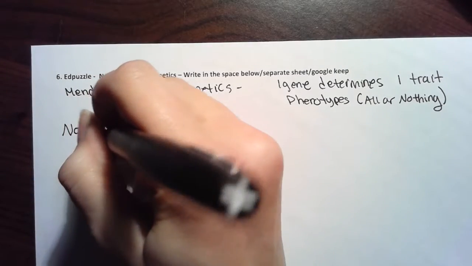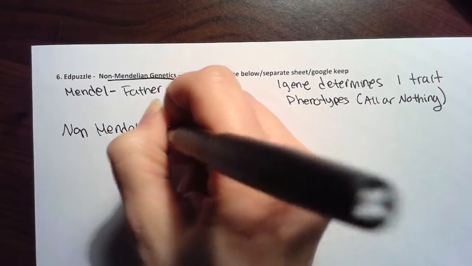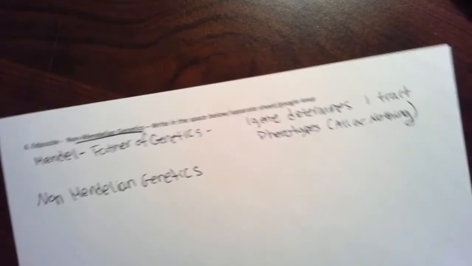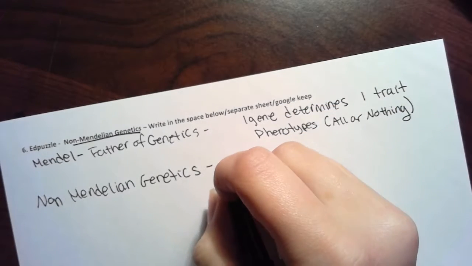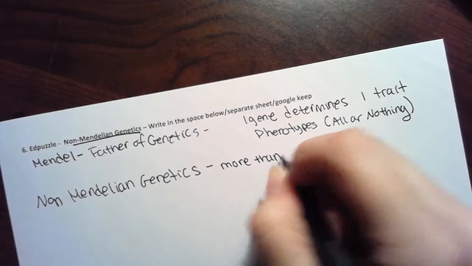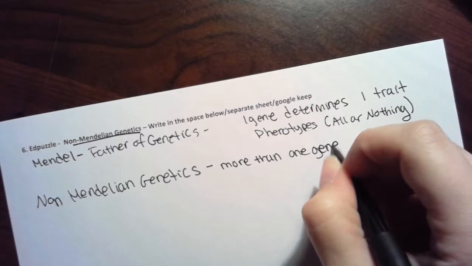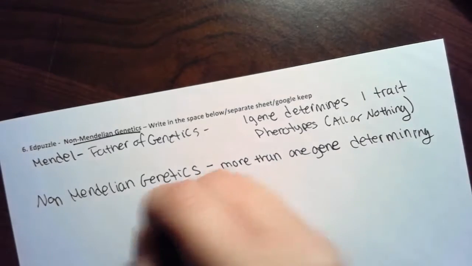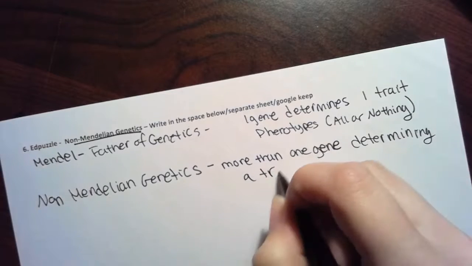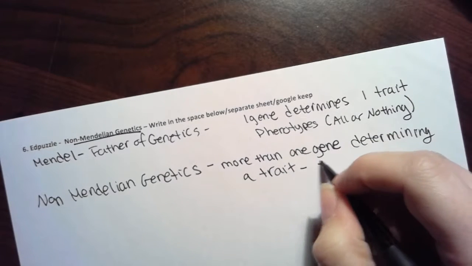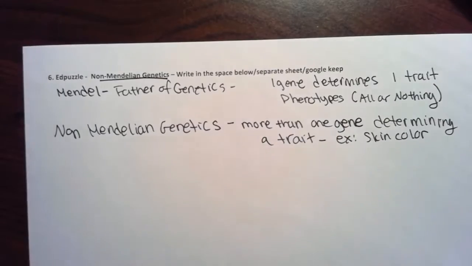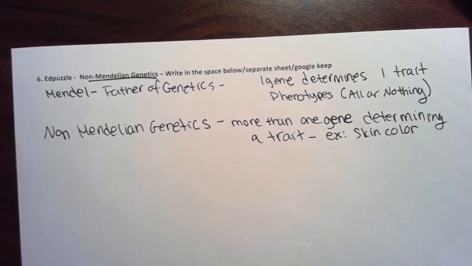Now, non-Mendelian genetics makes things a little bit more messy. Non-Mendelian genetics gives us more scenarios, where more than one gene determines a trait. An example of this is actually skin color. There are a number of genes that determine what color your skin is. It's not just one gene determining that.